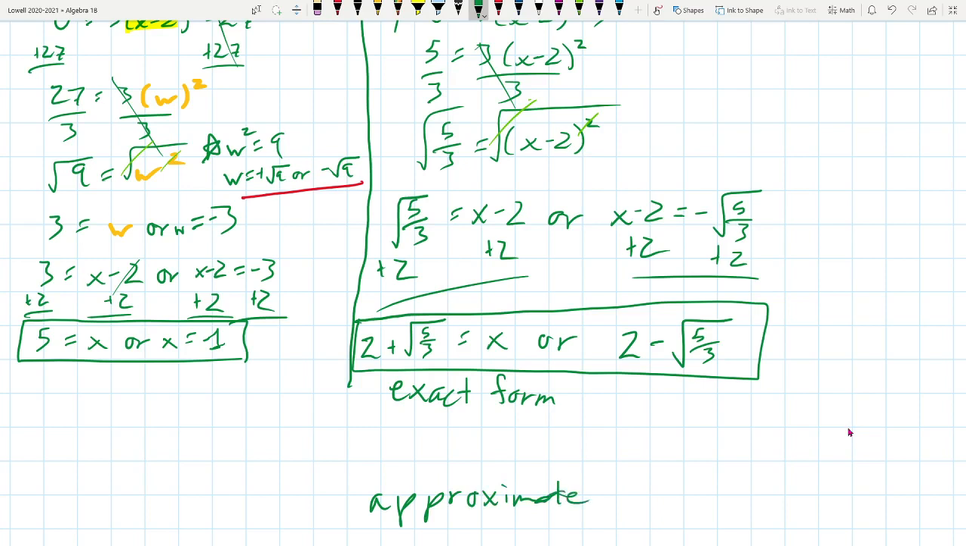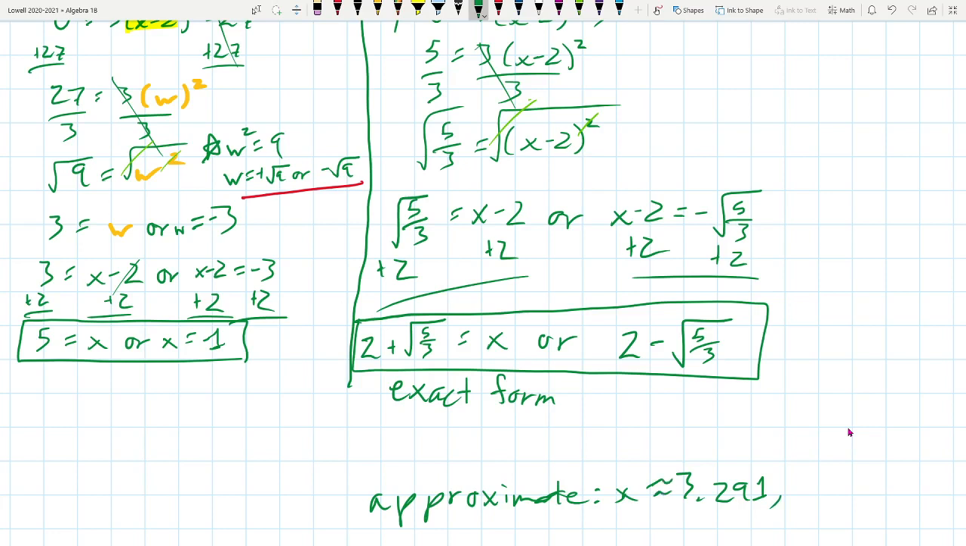But in order to actually graph them and put them on your graph paper to sketch the parabola, you're going to want to use the approximate form so that you know where to put the points. The approximate forms are basically using your calculator. So if I use my calculator to double check, 2 plus the square root of 5/3, I end up with about 3.291.